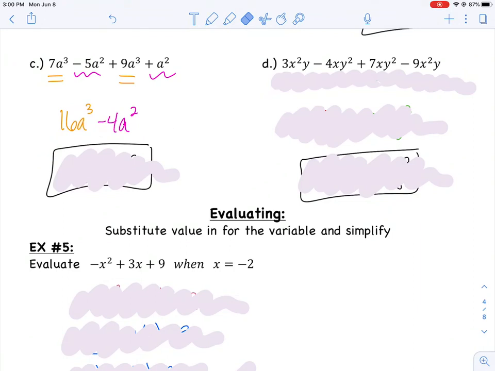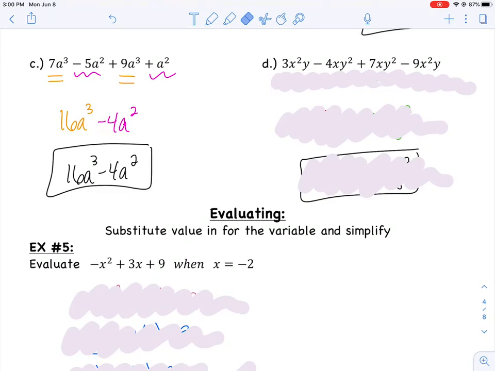An a cubed and an a squared are not the same thing. They're not like terms. They have different exponents there, so we can't combine those. So my final answer would just be 16a cubed minus 4a squared. We like to see our final answers in standard form with the highest exponent first, so I would prefer you write it like that, 16a cubed minus 4a squared.